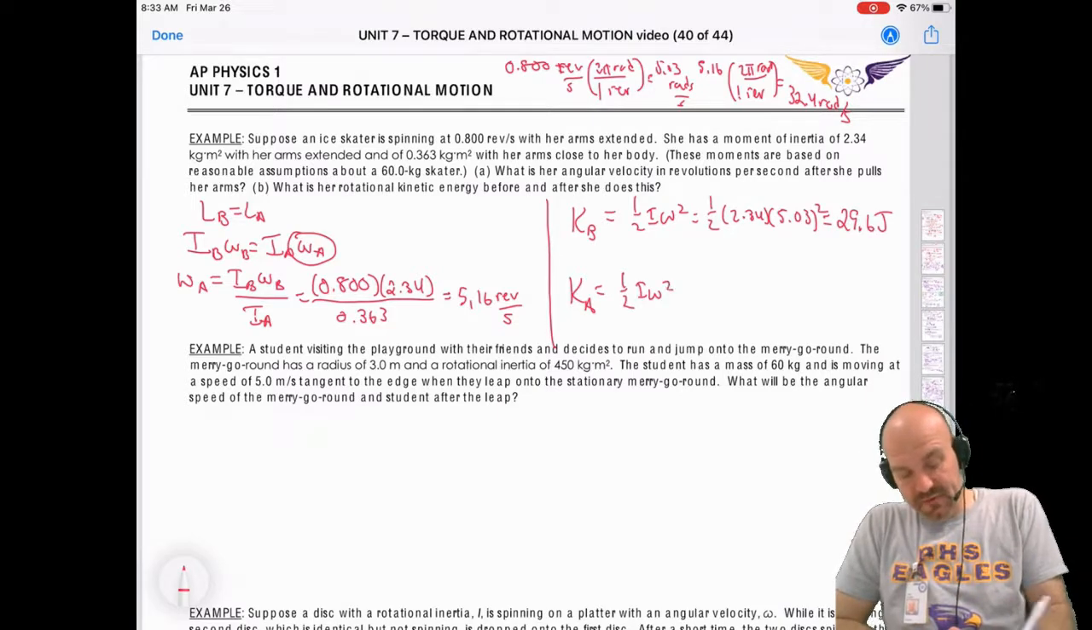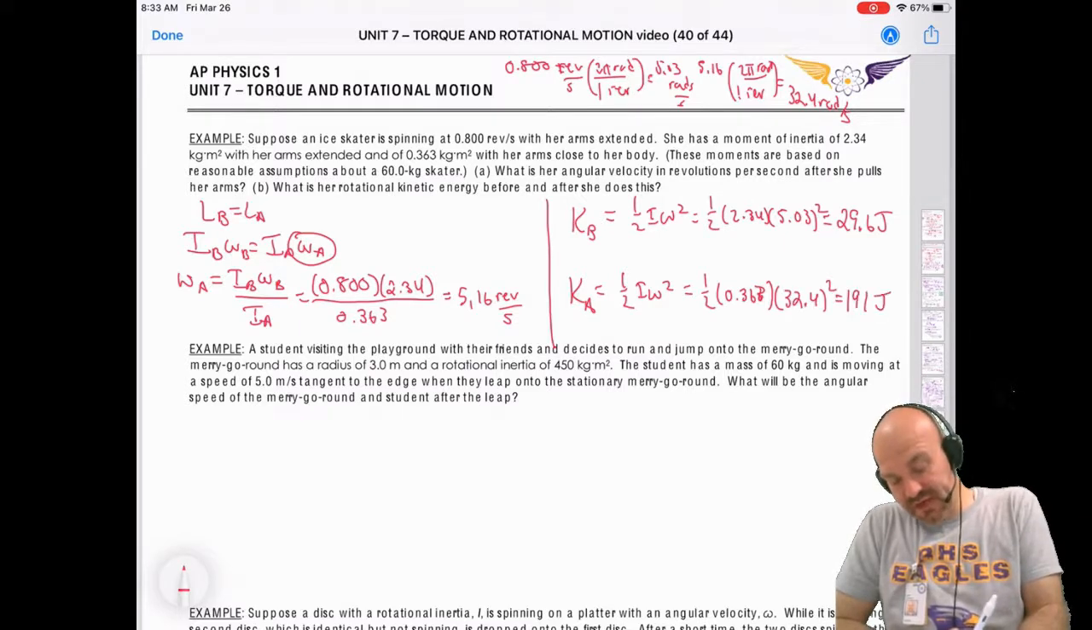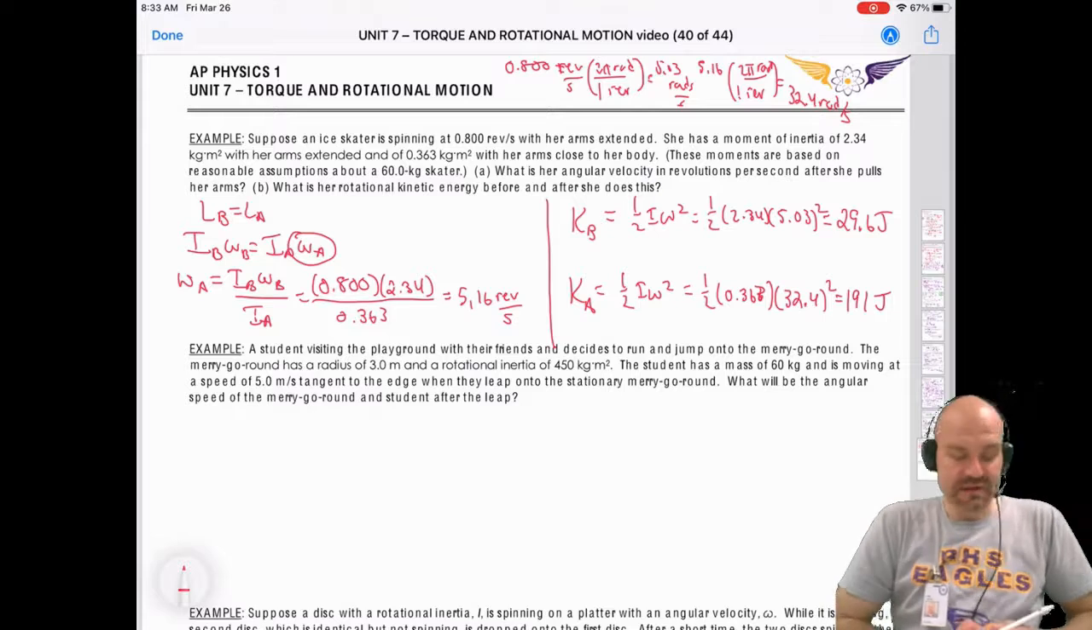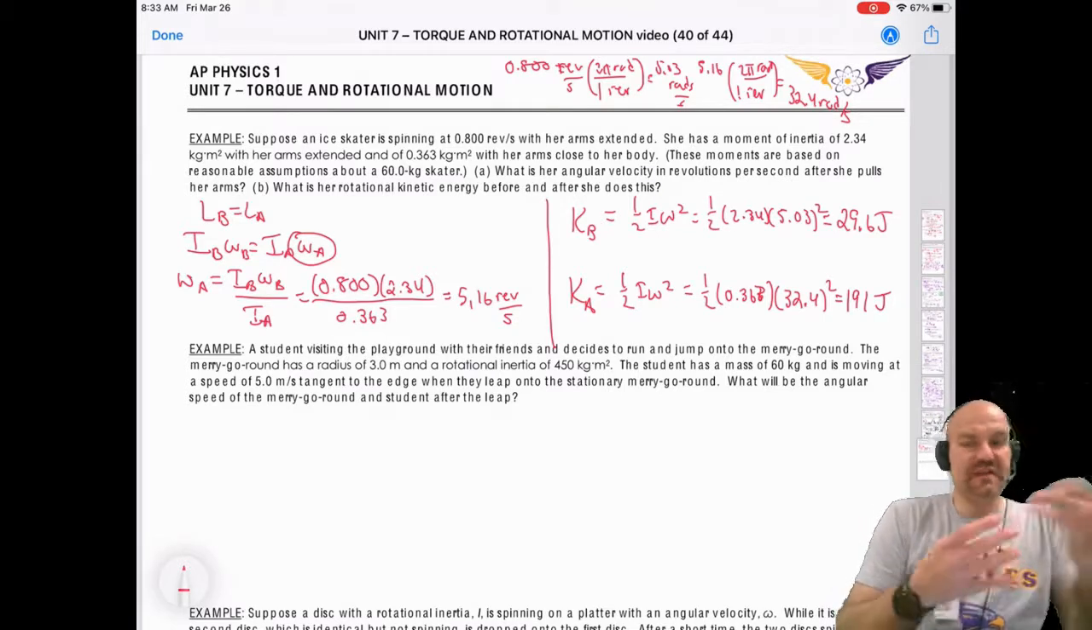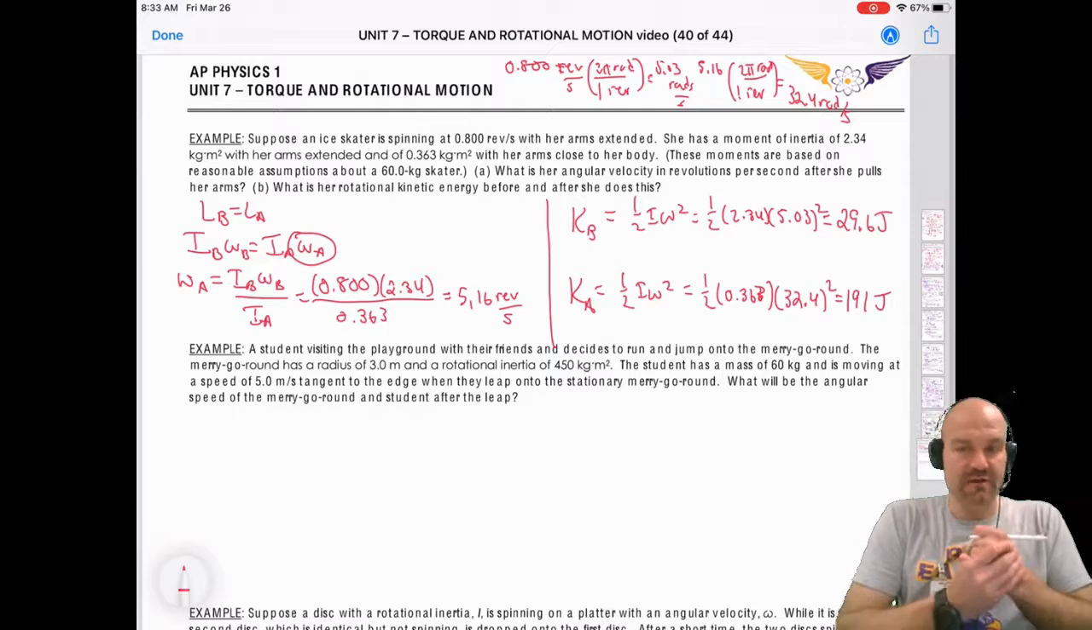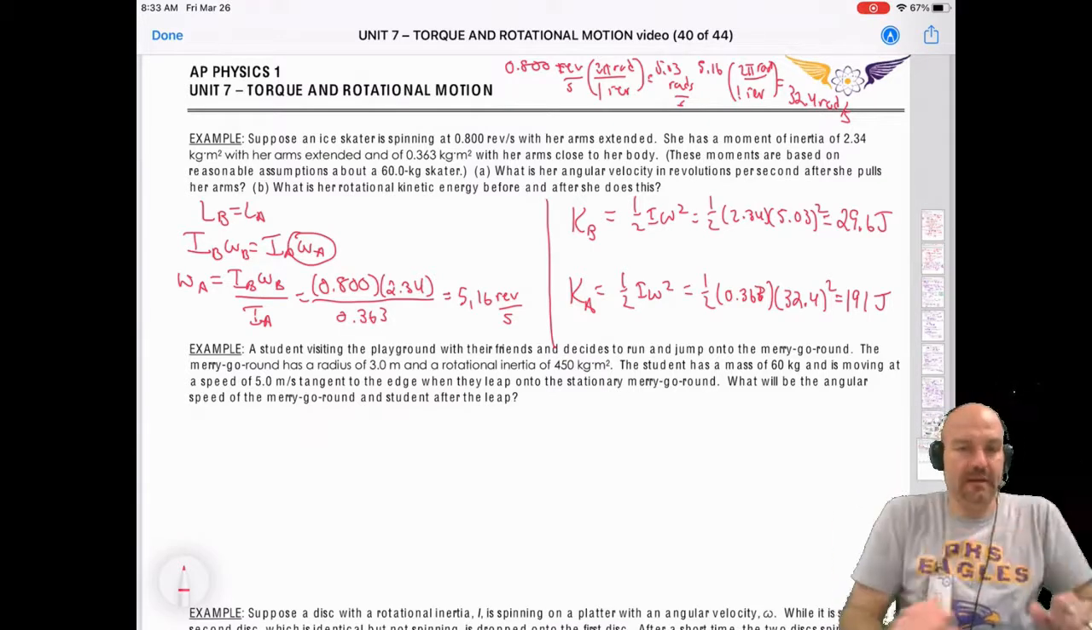And now let's find her after energy. So it's going to be 1/2 times 0.363 times 32.4 squared. Again, we need to convert to radians per second, right? And so you can see she gains roughly 160 something joules, right, of energy by bringing her arms in.